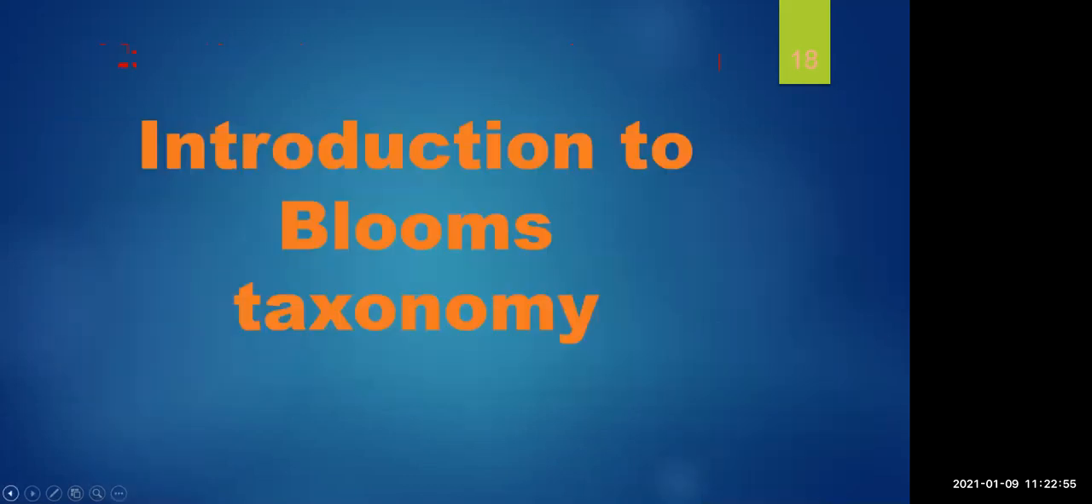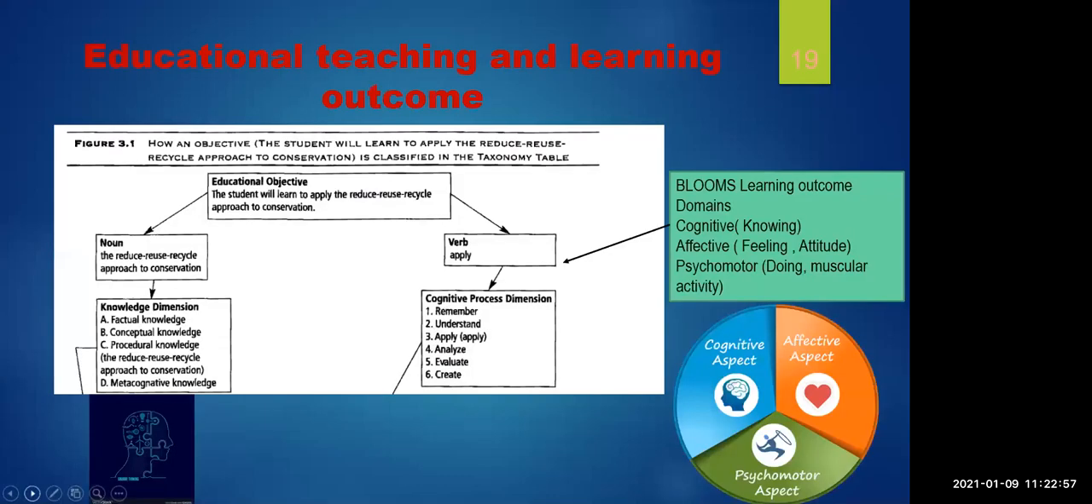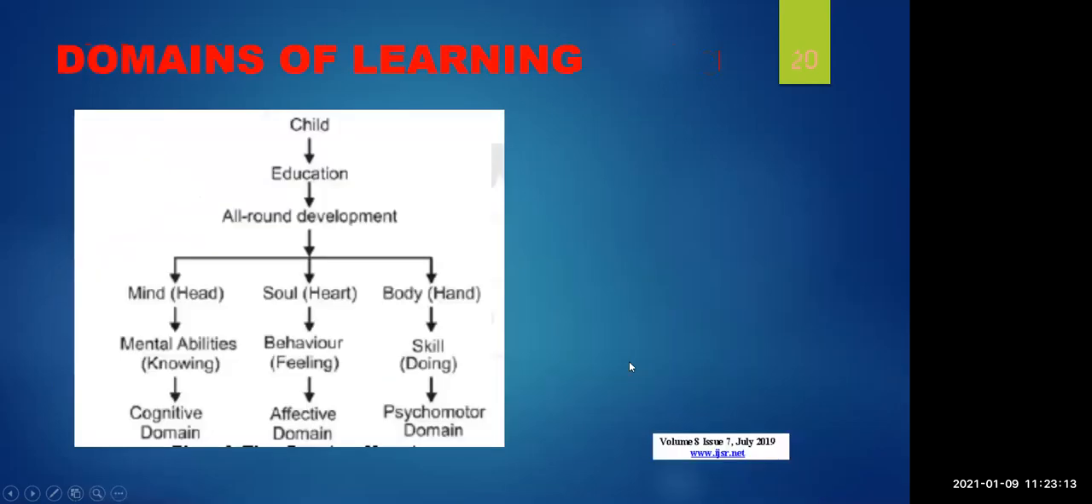Coming to Bloom's taxonomy now, we'll enter into Bloom's taxonomy. The left-hand side part, the knowledge dimension, we have seen. Now we are going to see the cognitive process of Bloom's taxonomy level learning. We have already seen the cognitive aspect, affective aspect, and psychomotor aspect. You can see this diagram. This is the domains of the learning process.